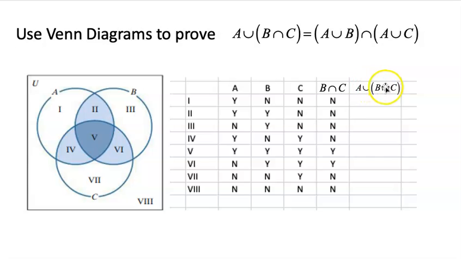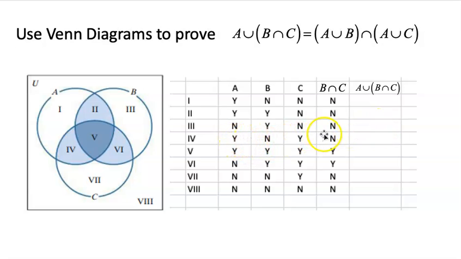So again, A union B and C. Do I have a no-no? A is yes, B intersects C is a no, so that's going to be a yes. A is a yes, B intersects C is a no, that's a yes. A is a no, B intersects C is a no. So is it in one or the other or both? No. Region 3 is a no.